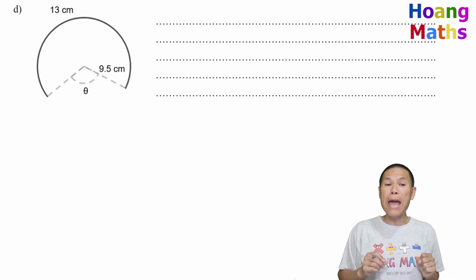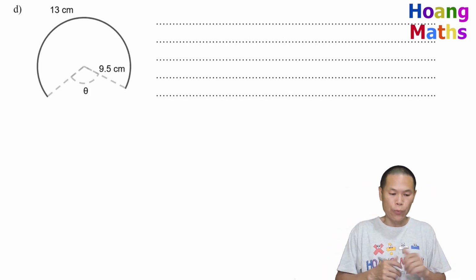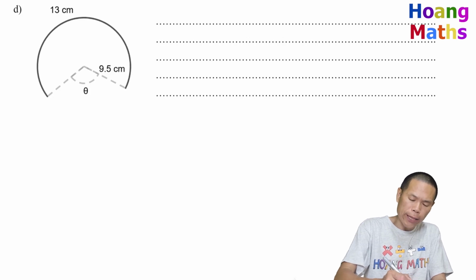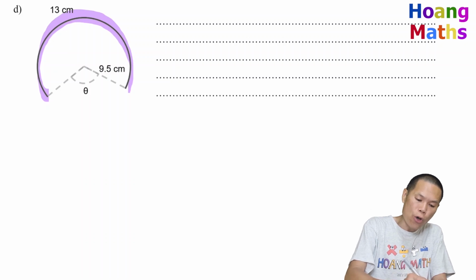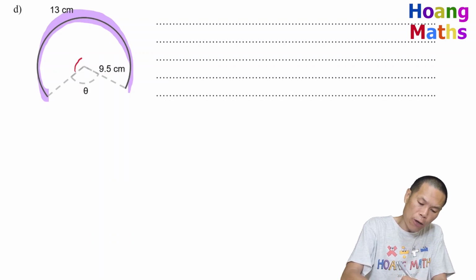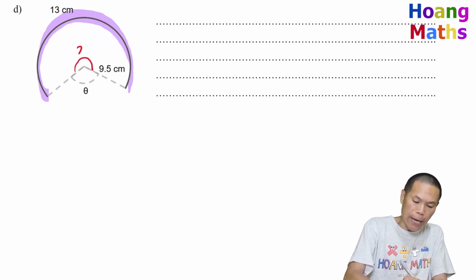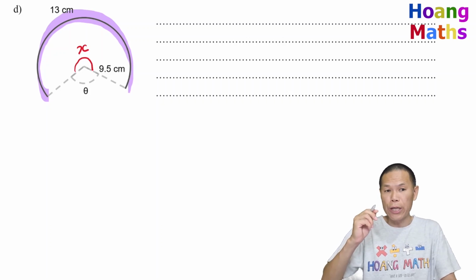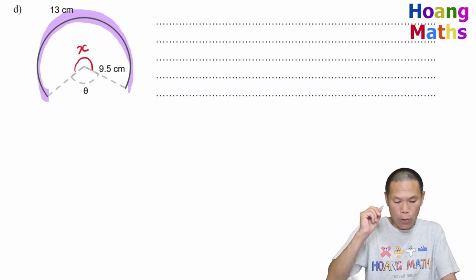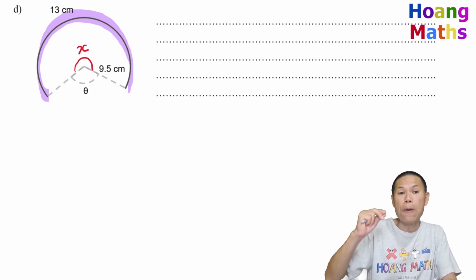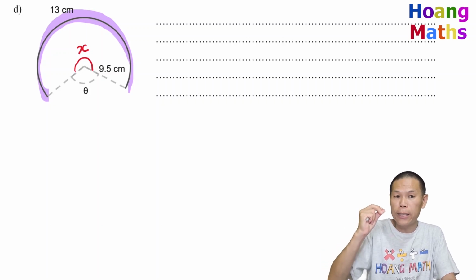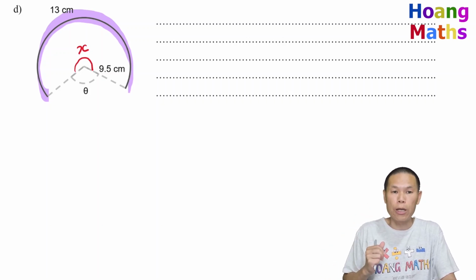Hi there, I'm back. Let me go through it with you. So first of all, do not forget the arc length is this length here. And therefore, we need to work out this angle first. Let's say make it x before we can find angle theta. So to work out angle theta, we just need to work out x and then 360 minus x. So that gives us the angle theta. So keep that in mind.